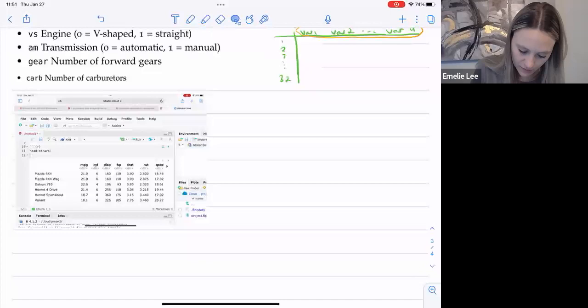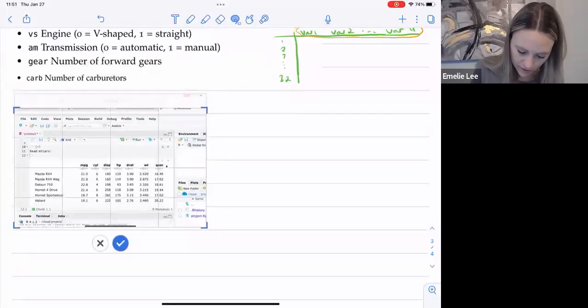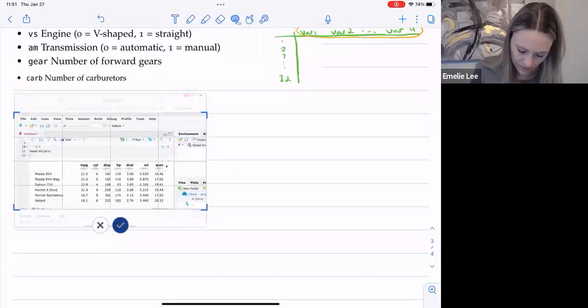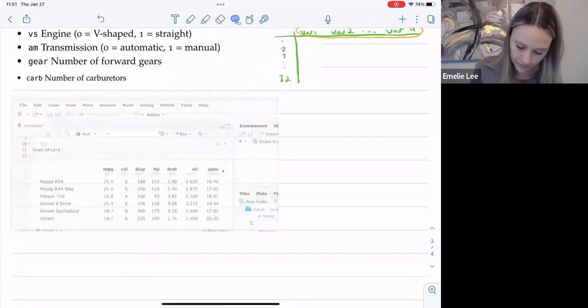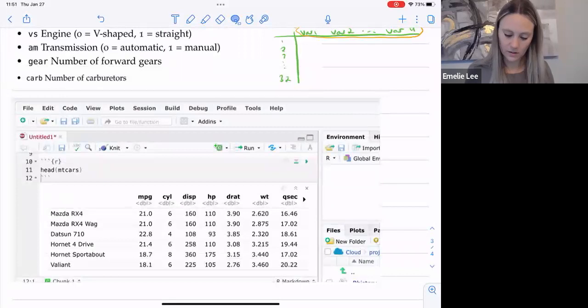Okay, let's maybe make this a little, just a smidge smaller. Okay.